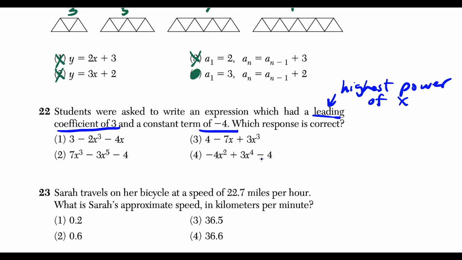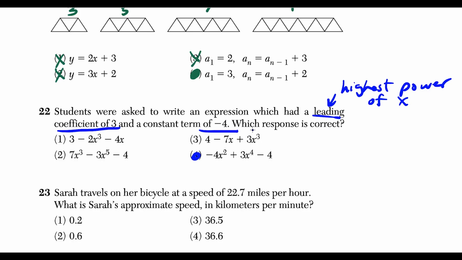You can see in choice 4, x to the 4th is the highest power of x and the coefficient is 3. So far this one's looking good because the constant term at the end, without an x, is negative 4. So it's definitely this one. Now this one has a leading term with a constant of 3.